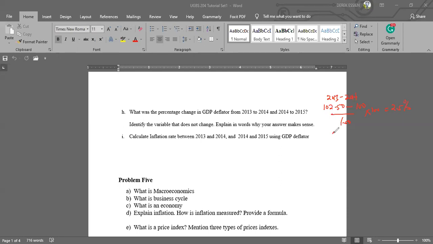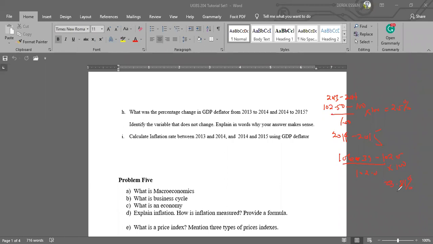Percent. Now let's do 2014 to 2015. I remember that one we had 106.4. This minus 102.5, all over 102.5 times 100. What would this be? 3.8. 3.81 percent.